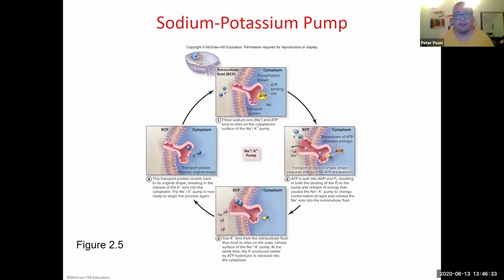I also set up, if you notice very carefully, for every 2 potassiums I bring in, I send out 3 sodiums. So now I have more charged particles outside the cell. So I set up an electrical gradient. So I have a chemical and electrical gradient at the same time. So chemoelectrical gradient. Okay, that's what the sodium-potassium pump is actually for. Okay, and this requires energy in the form of ATP.